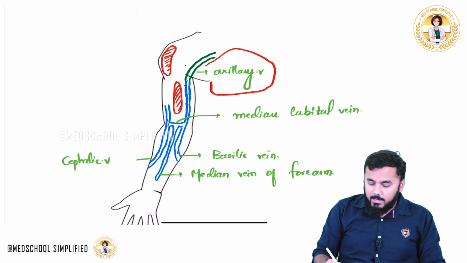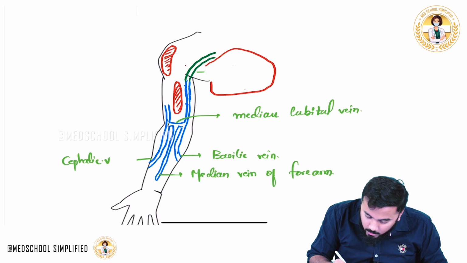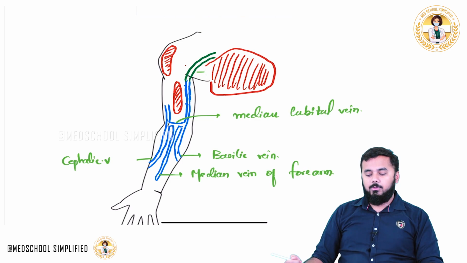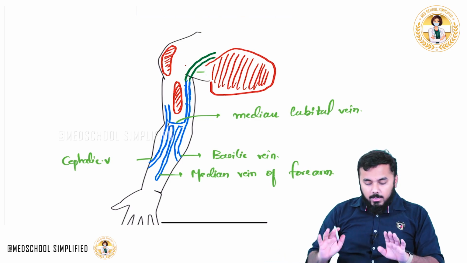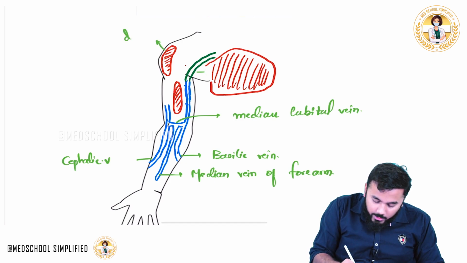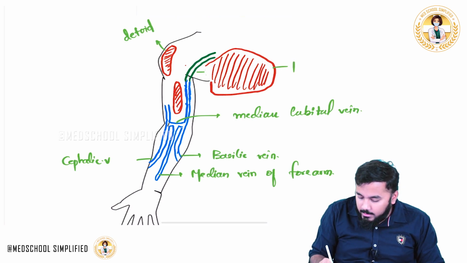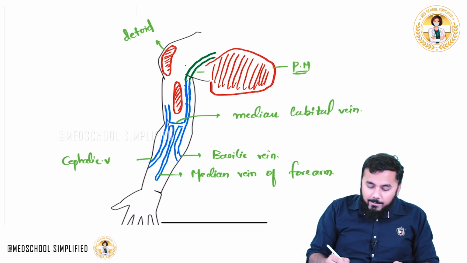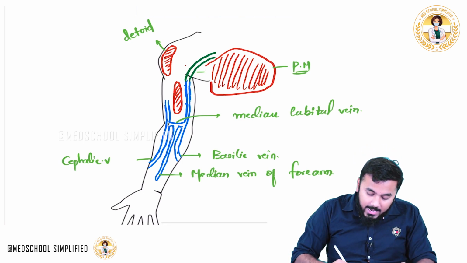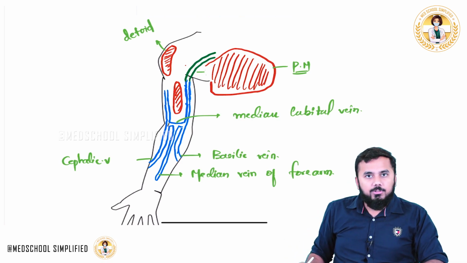Okay, let me rub out this axillary vein. So this muscle over here is the pectoralis major muscle. Now look what is going to happen. This is your deltoid, this is your biceps brachii, and this is your pectoralis major. This cephalic vein passes lateral to biceps brachii.